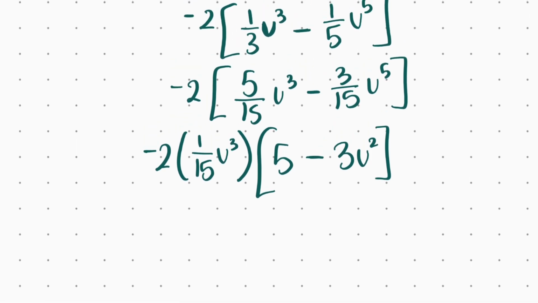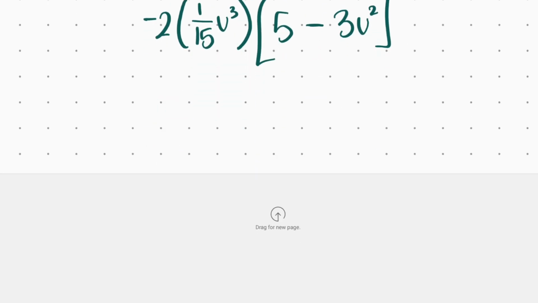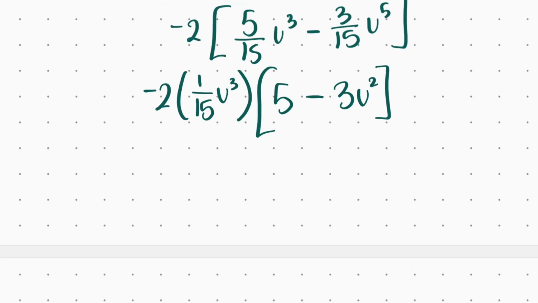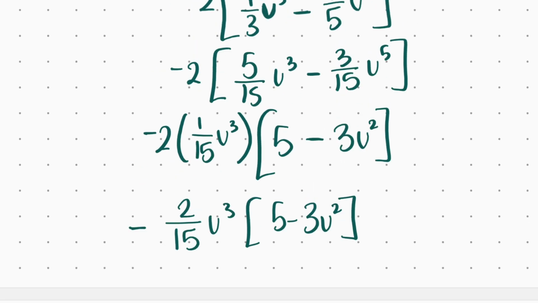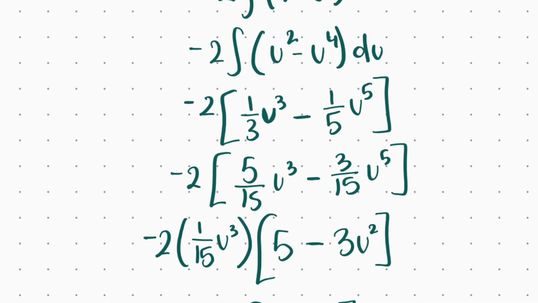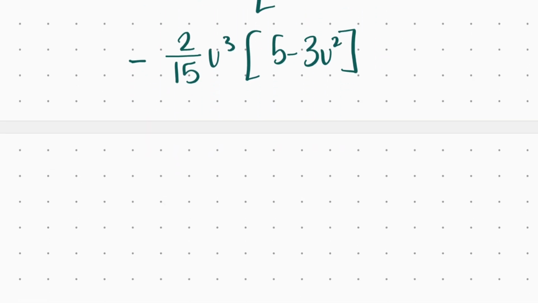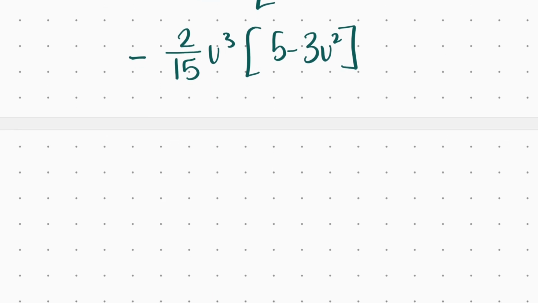Now what we can do is simplify this first. So I'm just going to do that. Let's simplify this. So we get minus 2/15 u cubed, 5 minus 3u squared. And right now, I've just been simplifying it, so there's nothing really interesting going on here.